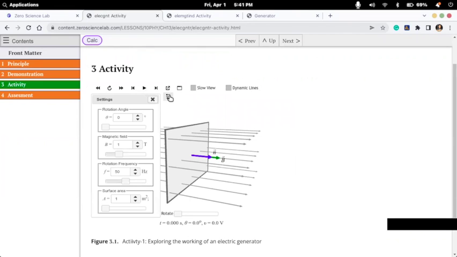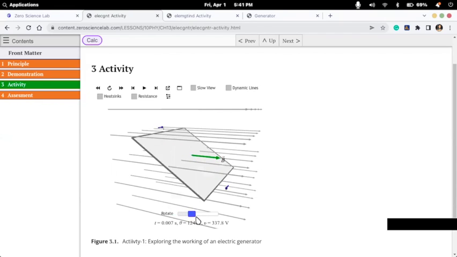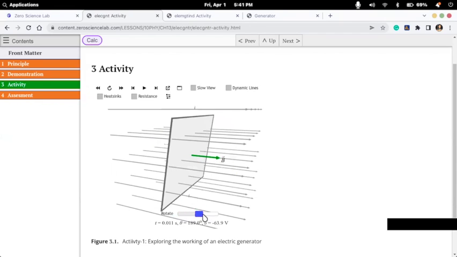So the settings are there. What are the different things you have? You can observe the effect of the magnetic field, right? You can see the frequency. You can see the effect of surface area, right? Surface area of the coil, right? This is very similar to your, which one? Electric motor. Electric motor, isn't it? Yes, sir.